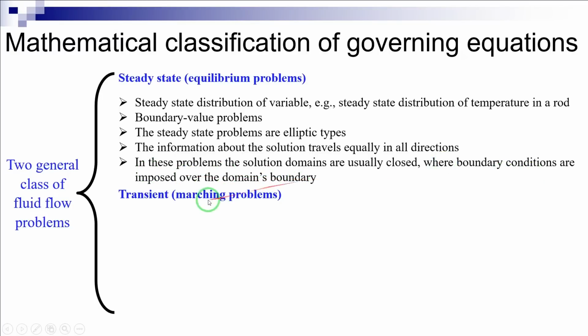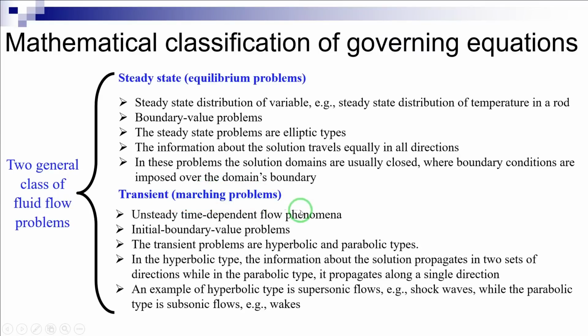The transient problems, which are also referred to as the marching problems, are concerned with the unsteady, time-dependent flow phenomena. These problems are also called the initial boundary value problems. The transient problems mathematically are considered as hyperbolic and parabolic types.